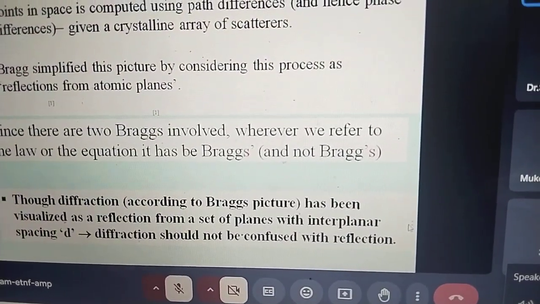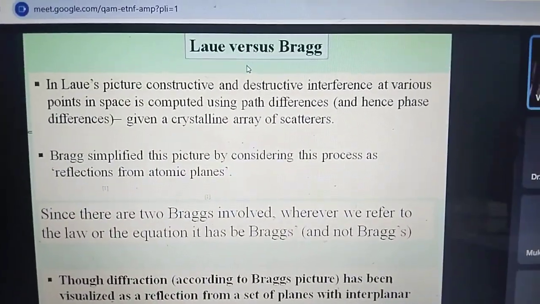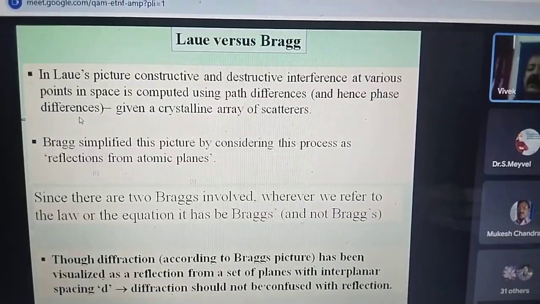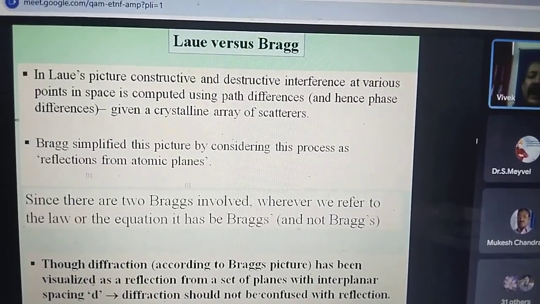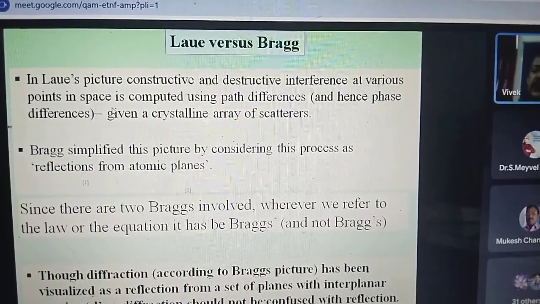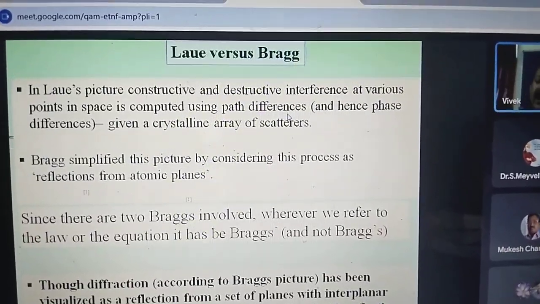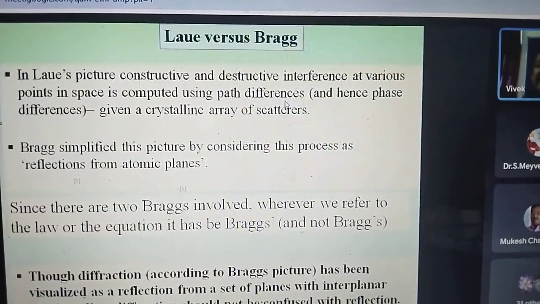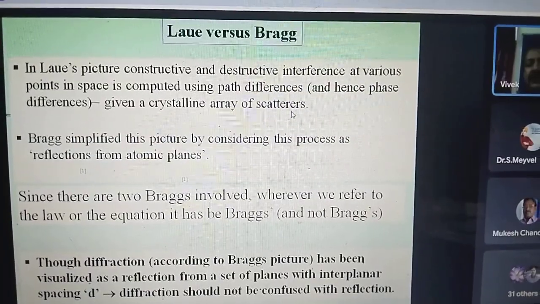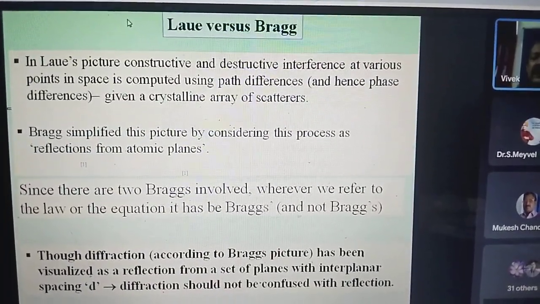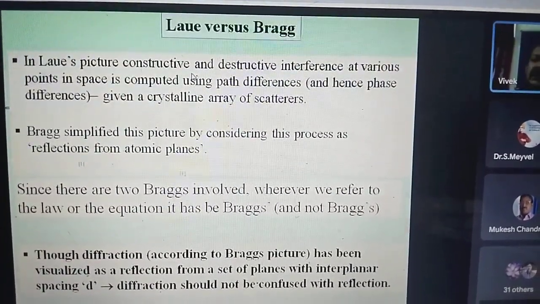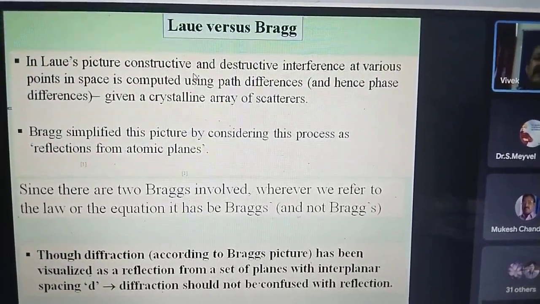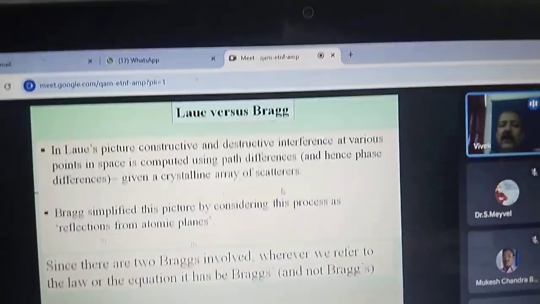Now Laue versus Bragg. In Laue's picture, constructive and destructive interference at various points in space is computed using path difference or phase difference, given a crystalline array of scatterers. So constructive and destructive interference will happen depending on path difference or phase difference.